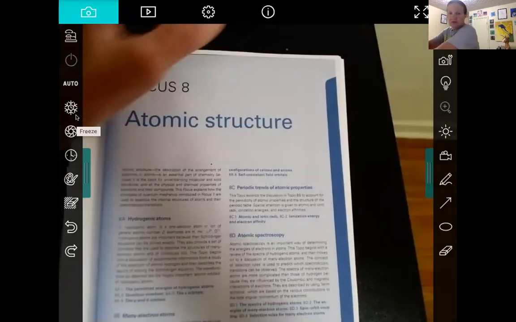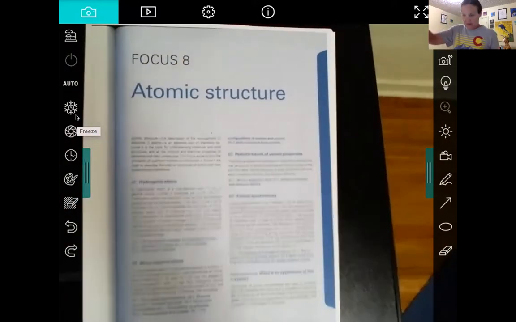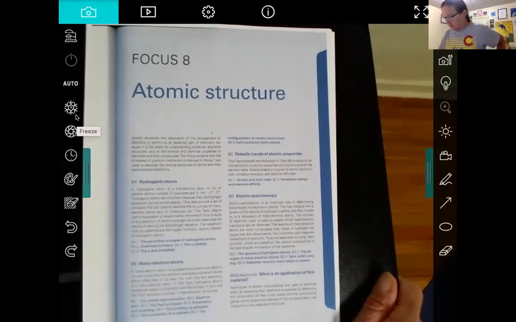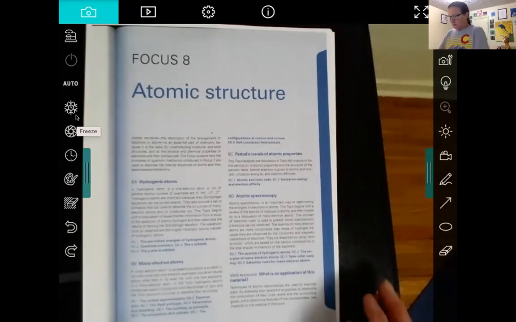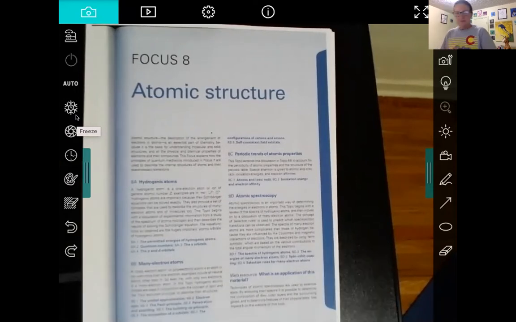Okay, so this is focus 8 in your textbook, and I'm assuming that even if you can't read what's on my screen, you can follow along in your own textbook. We'll go through just section A, which is really quite long. It's on atoms that are like hydrogen.